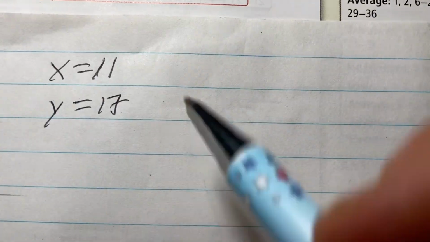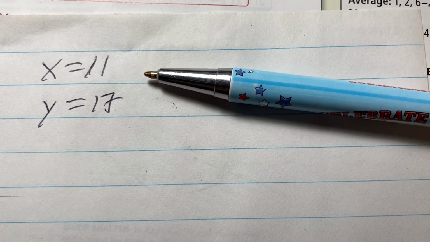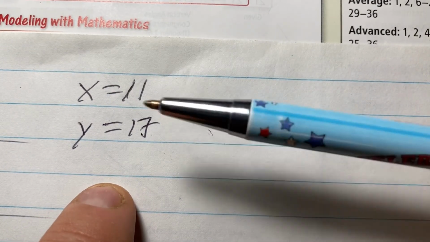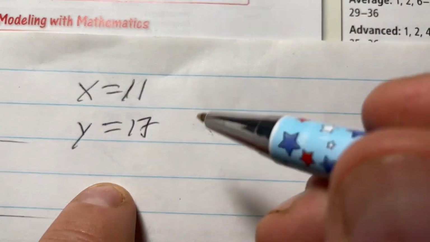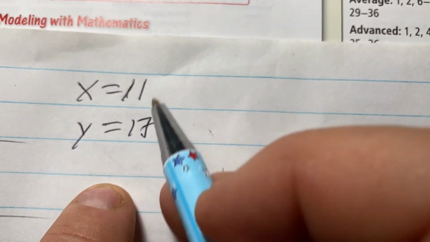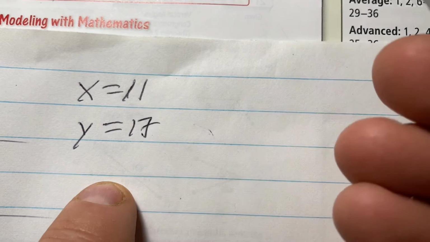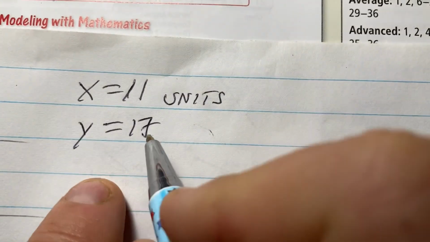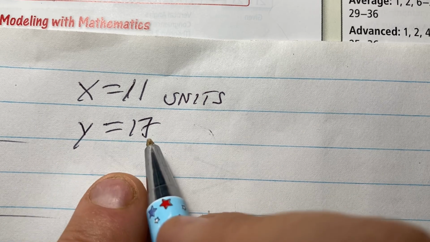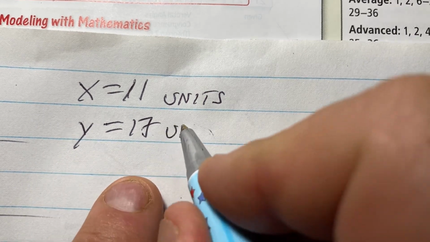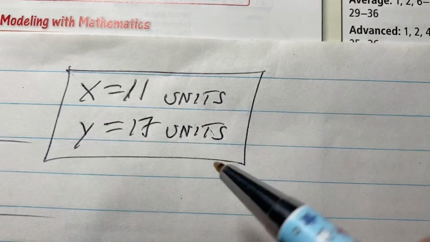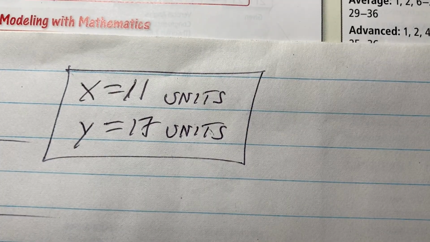Okay, now in a lot of your math classes, they'll accept this. In your science classes, this drives your teacher nuts. Because when I was in science, they said, that's naked numbers. 17 what? 17 units. It's not just y equals 17, it's y equals 17 units. Get it? Correct. So your science teachers aren't going to get mad at you. Okay?